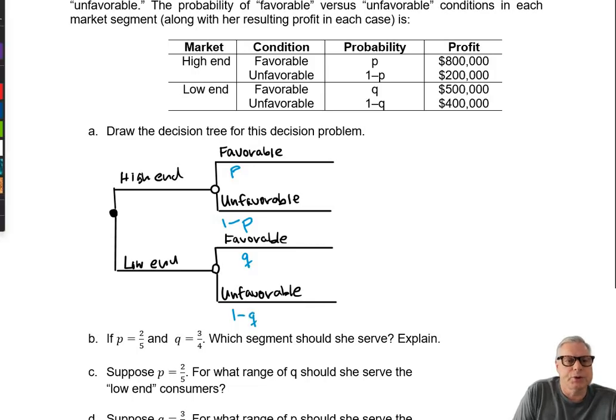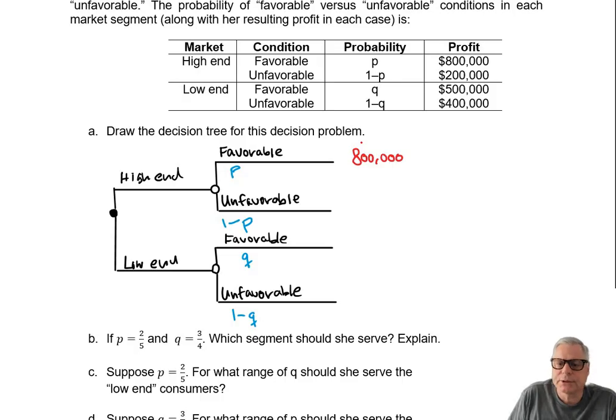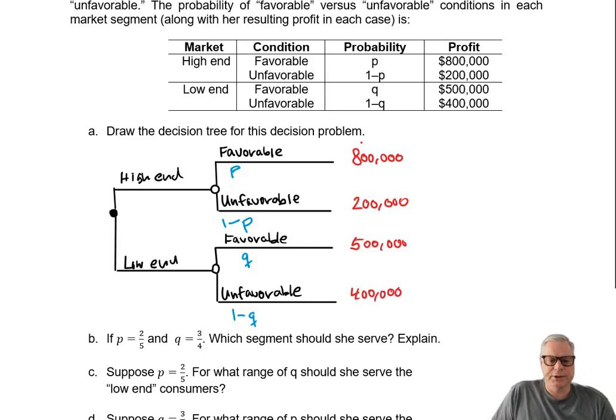Okay, so now we can also add the payoffs. So if things are favorable in the high-end market, she will make 800,000, otherwise 200,000. And in the low end, it's 500,000 and 400,000. Okay, so that's the decision tree.